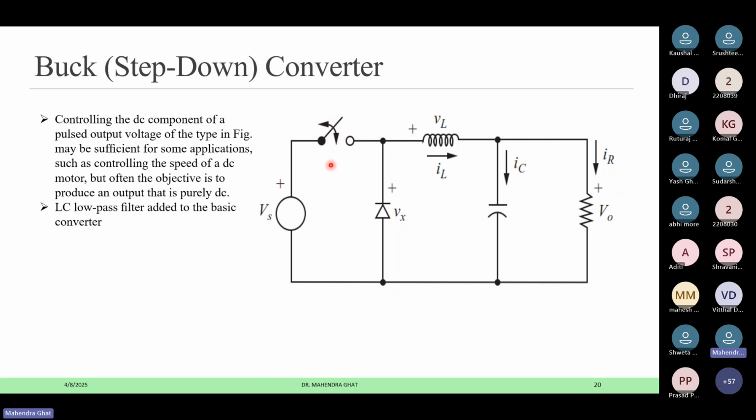So one controlled semiconductor switch is used here. One diode, which is uncontrolled, is used. The inductor is the storage. Again, the capacitor is also storage, but it acts as a filter to get the output voltage. So this is the overall basics or block diagram of the buck converter, or the step down converter.